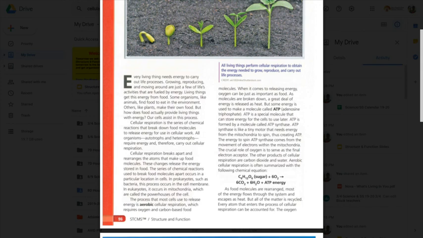Our cells assist in this process. Cellular respiration is a series of chemical reactions that break down food molecules to release energy for use in cellular work. All organisms, autotrophs and heterotrophs, require energy and, therefore, carry out cellular respiration. Cellular respiration breaks apart and rearranges the atoms that make up food molecules. These changes release energy stored in food.